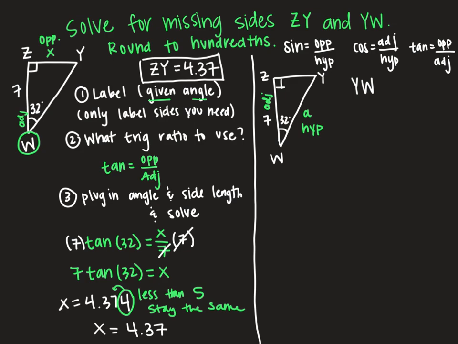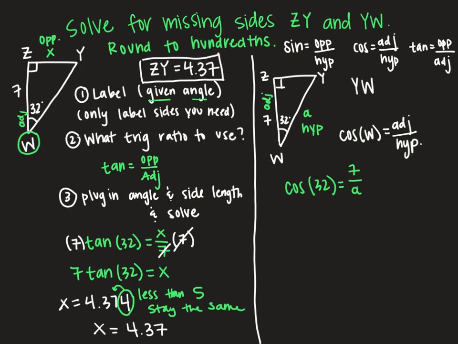Now, on this one, we're looking for a trig ratio that has adjacent and hypotenuse. So look up here. Adjacent and hypotenuse is this cosine right here. So cosine is adjacent over hypotenuse. That's the ratio I'm going to use. So cosine of my W angle is adjacent over hypotenuse. Now I'm going to plug in my values. I have cosine of W, which is 32 degrees, equals my adjacent side, which is 7, over my hypotenuse, which is a.